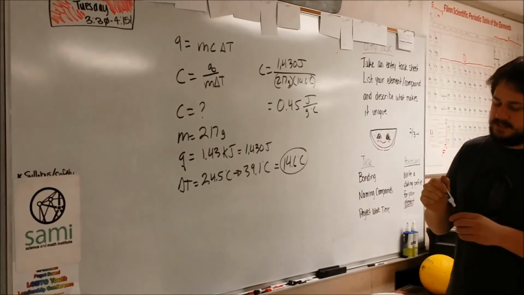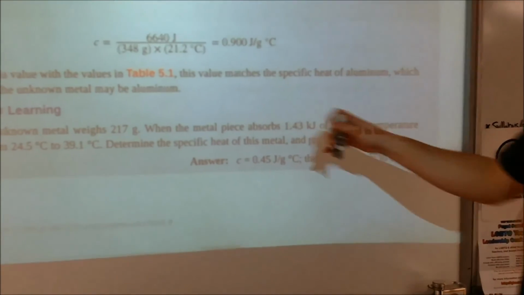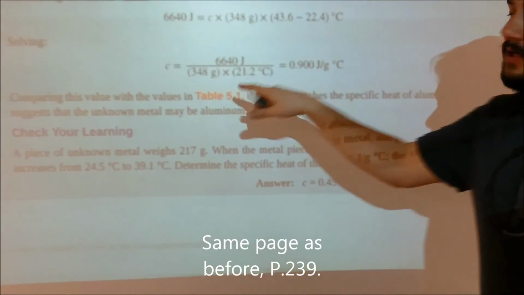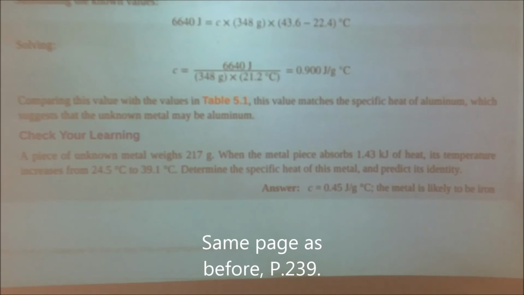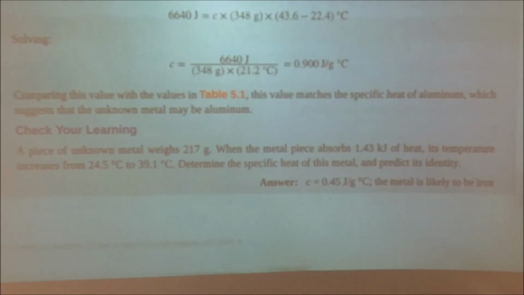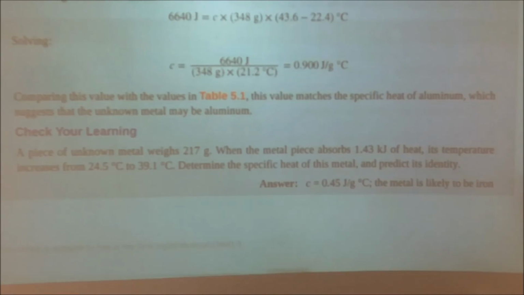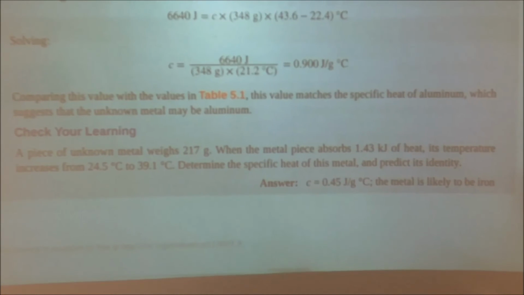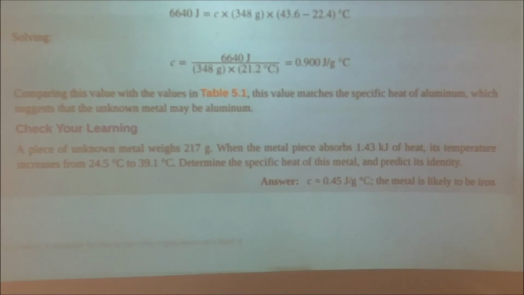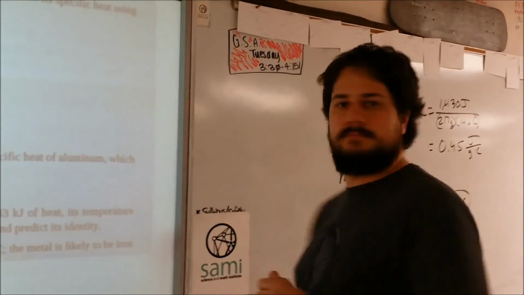The second part says, predict the metal that it's most likely to be. To do that, you're going to want to match the values in table 5.1. So you will flip back to table 5.1, and you'll find that something very close to 0.45 joules per gram degrees C is iron. You might be off by a little bit, and that's okay. As long as the answer is somewhere around it and you find a number that is close to the one you have, that is most likely going to be the metal of choice. Woohoo! Video 1 done. Awesome.